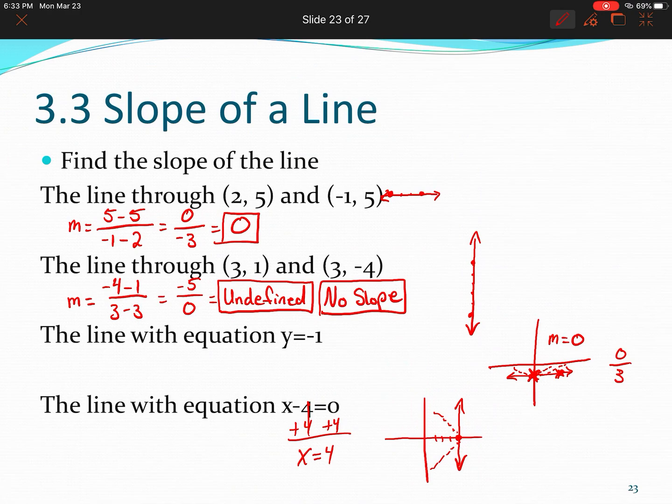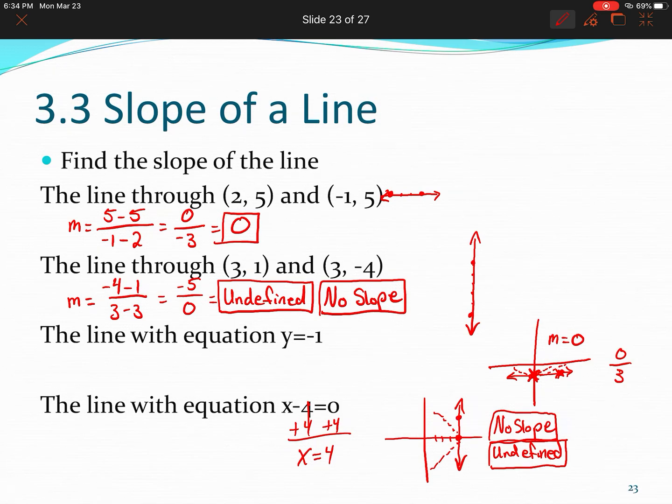And so again, our question is, what is the slope of that line? Well, again, it has to be no slope. Or again, you can use undefined. Your math lab is going to use the word undefined. I'm going to use both of them interchangeably.